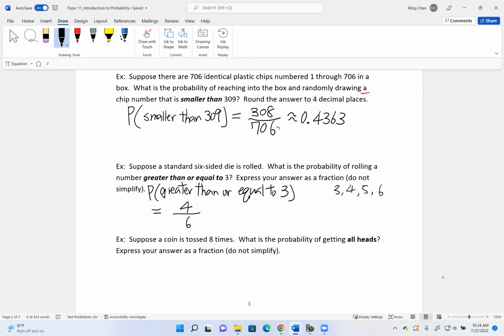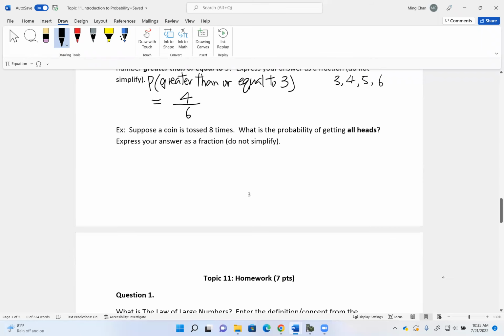Okay. So having children and flipping a coin is very similar, because it's a similar experiment. If you flip a coin, one flip has 2 outcomes. Having one baby is 2 outcomes, boy or girl, right? So suppose a coin is tossed 8 times. What's the probability of getting all heads?